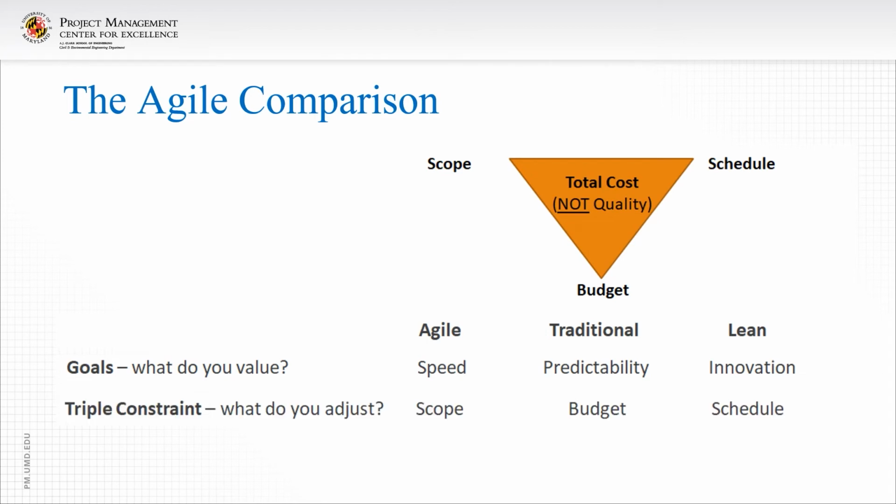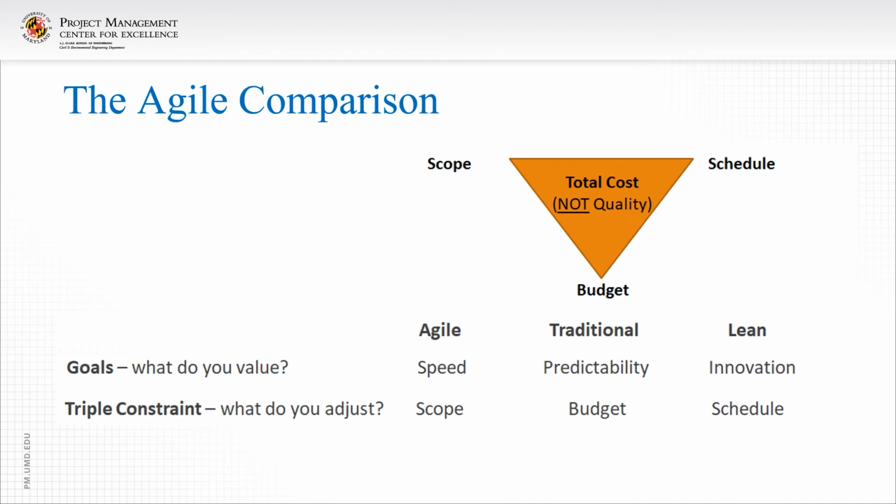And so when we look at the triple cost constraint, oftentimes the way that we think about this is we're going to hold 2 constant and change 1. So with Agile, we're going to hold schedule and budget fixed. So you have a certain amount of money and you're going to have a certain amount of time, but then the question is, what can you get done within that time? And that's adjusting of scope. So that's time boxing. With traditional, you're going to hold scope and schedule constant, saying this is how much I want to get done and this is when I want it. And the question is, how much is it going to cost? So I know what I want, I know when I want it, give me the price.